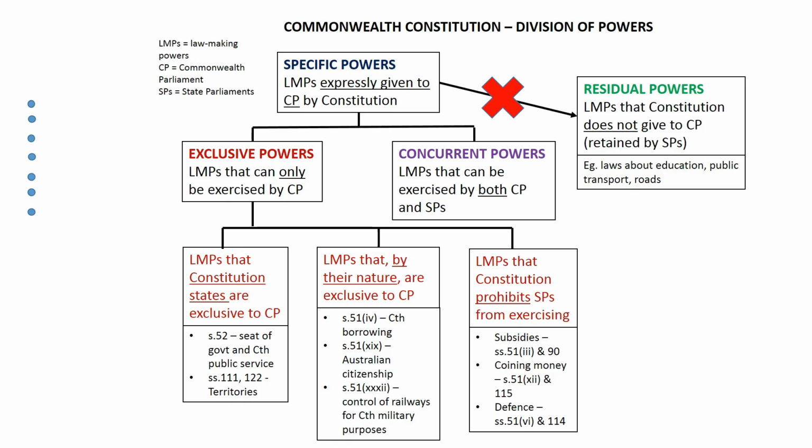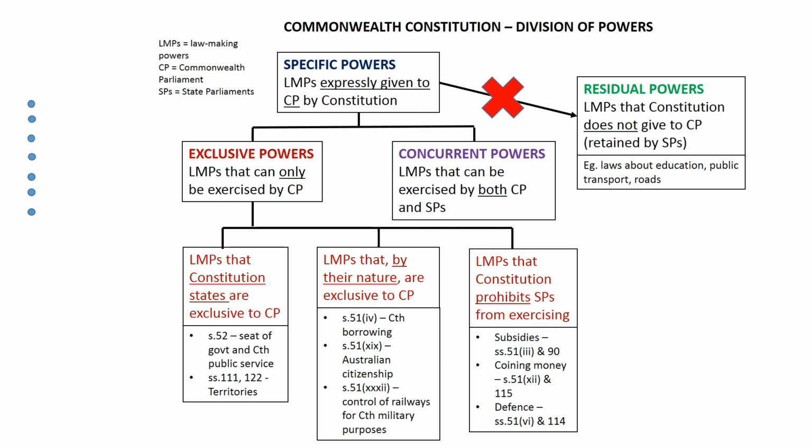So, for example, if we look at section 51(xxi), marriage, the power to make laws about marriage, that is a power that's given to the Commonwealth Parliament, but nothing in the Constitution says that the state parliaments can't also make laws about marriage. And so this is an example of a concurrent power. That is, both the Commonwealth Parliament and the state parliaments can make laws about marriage.